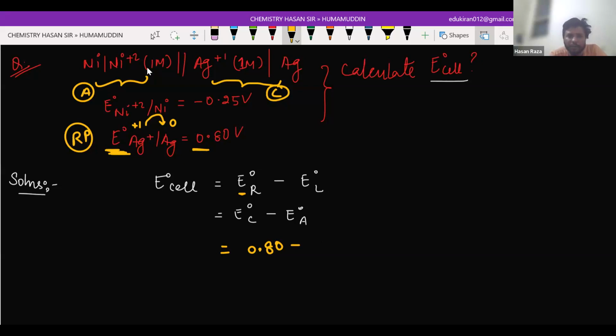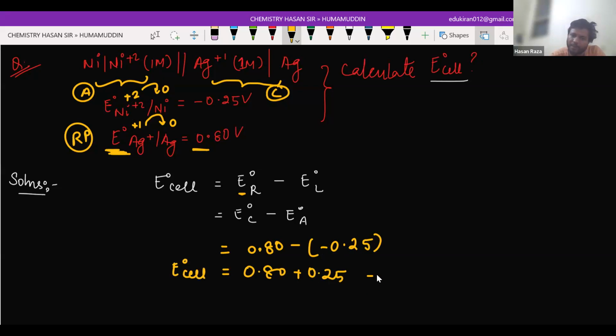And on the left, you can see nickel is given, and this is also going from +2 to 0. That means the reduction potential is directly given, so you don't need to change anything. It is minus 0.25. If you solve it, you will get plus 0.25 on subtraction, and E naught cell will be equal to plus 1.05 volt. So this is the value of E naught cell.